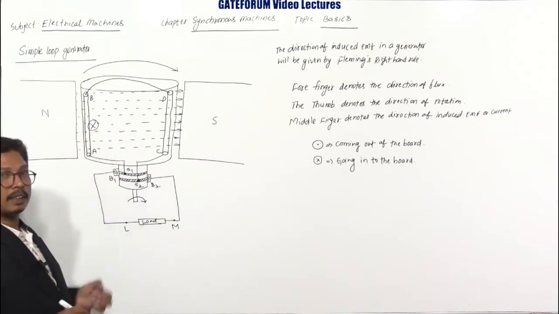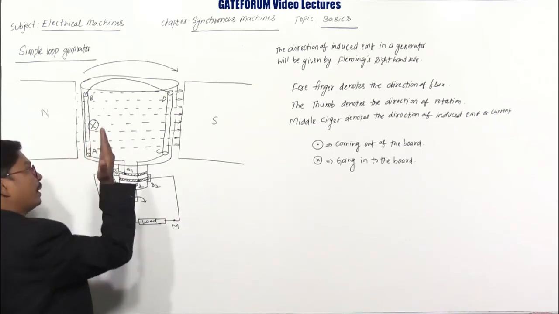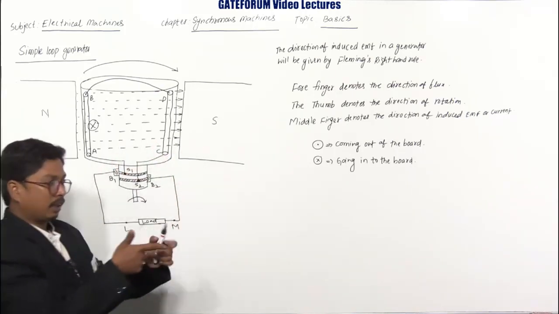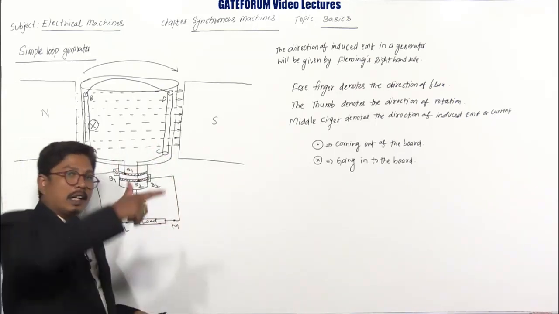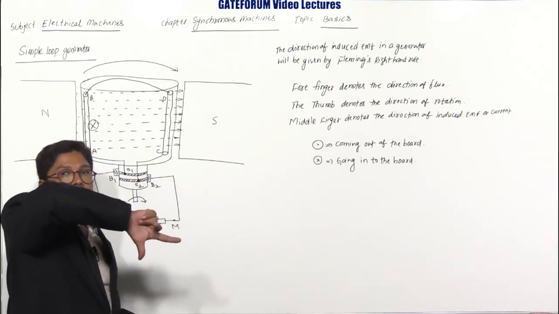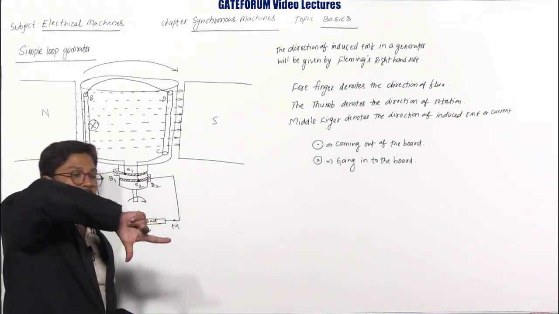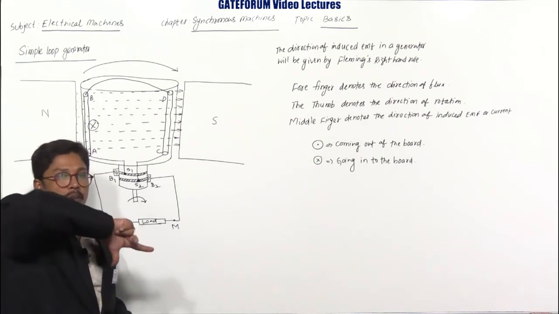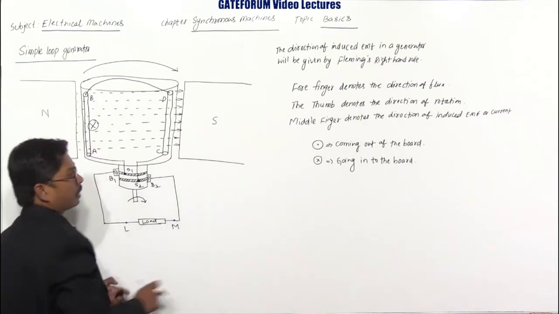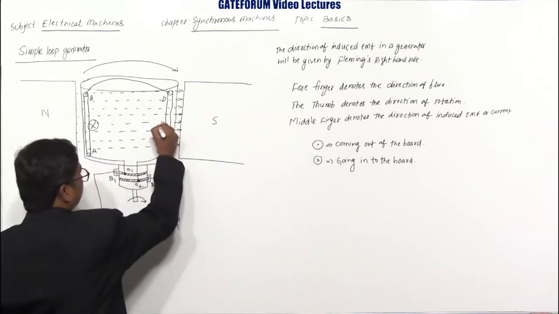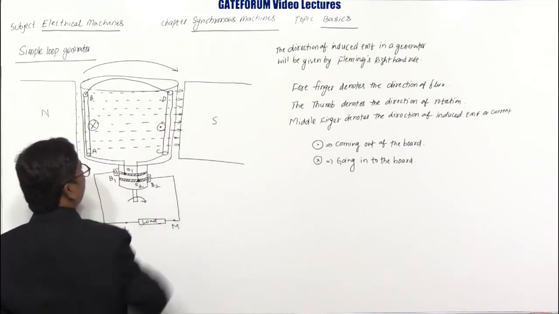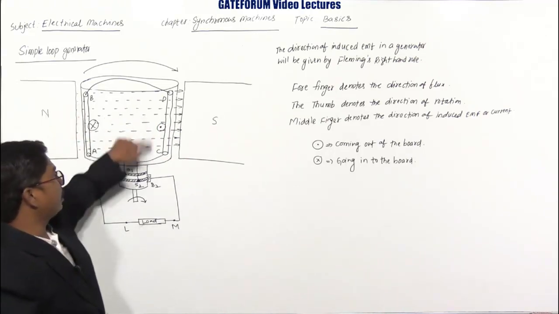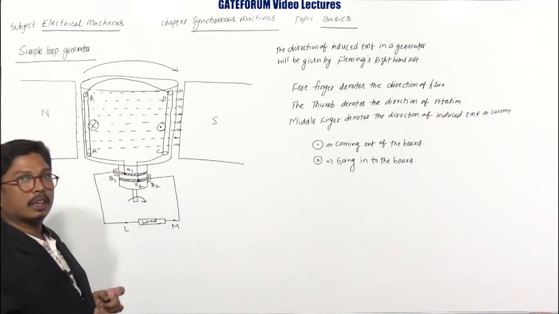And what happens in conductor CD? When conductor AB is moving in the upward direction, conductor CD is moving in the downward direction, but there is no change in the direction of flux, so the flux is in the same direction, but the conductor is moving downward, and the middle finger denotes the direction of induced EMF. So it is coming towards you, so it is coming out of the board, it will be dot. So the nature of induced EMF in conductor AB will be cross, and in conductor CD it will be dot.